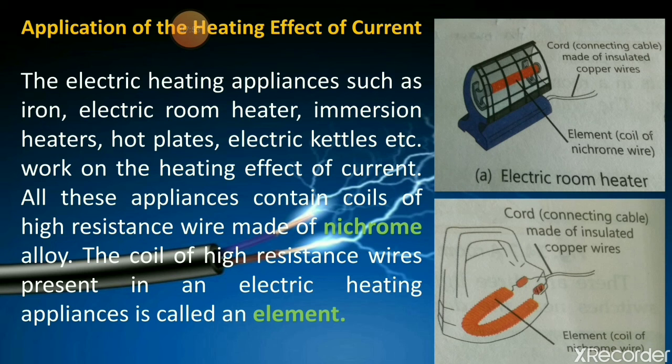And this room heater, you have studied in the heat chapter also, warms the room because of radiation. So keep this in your mind, that these appliances have a coil of high resistance wire, which is made up of nichrome. Nichrome is an alloy and a high resistance wire, and in these appliances it is called the element.